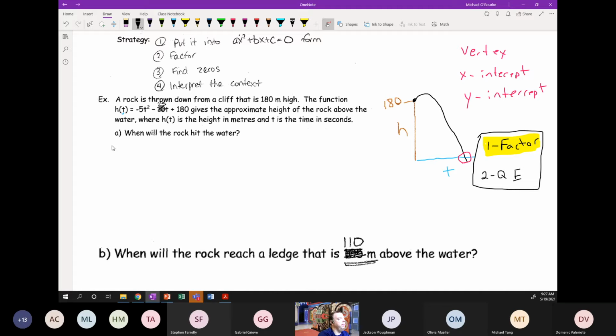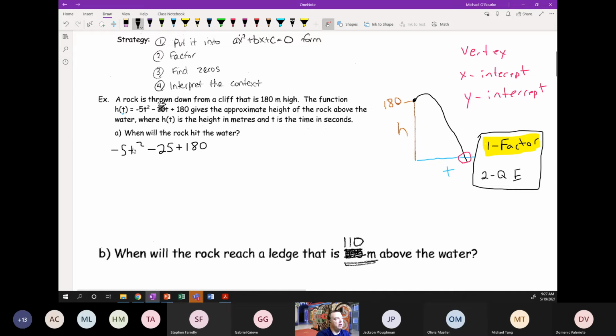All right. So my formula start is -5t squared minus 25 plus 180. Does anyone have an idea what we could do first to make this a little bit easier to factor? What could we do to this equation to make it easy to factor? I'll put a hint down here. Oh, common factor. Perfect, Olivia. So let's try to common factor out the -5 first.